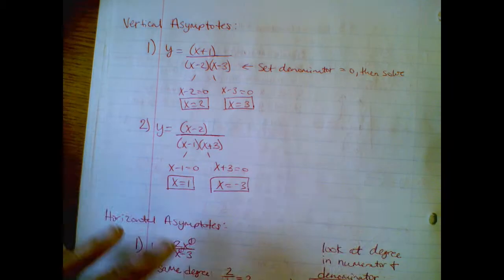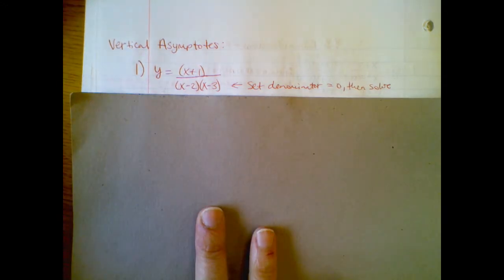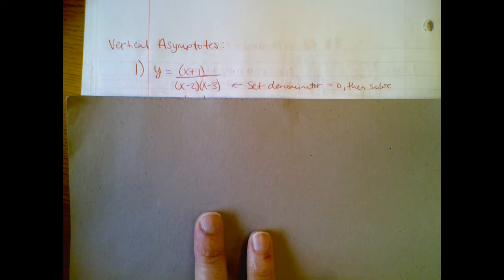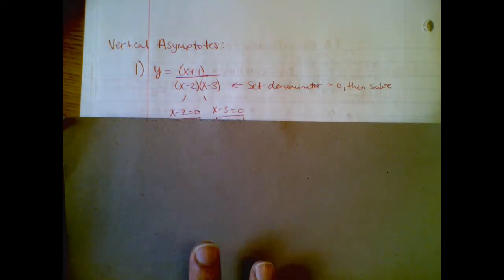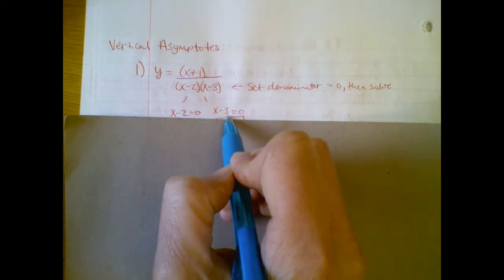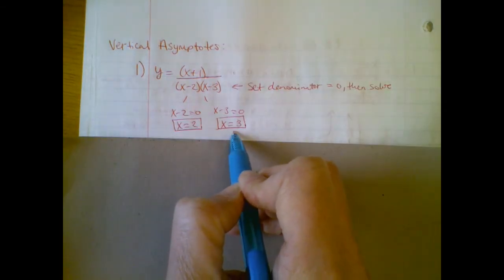The next type of problem that we're going to go more in depth on is finding the vertical asymptotes. For this first one, our equation is y equals x plus 1 divided by x minus 2 times x minus 3. An easy way by hand to find the vertical asymptotes, instead of having to look at the graph, is to set the denominators equal to 0 and then solve for them. So if we set both of our factors equal to 0, we get x minus 2 equals 0, x minus 3 equals 0, so x equals 2 and x equals 3. So this one has two vertical asymptotes, one at positive 2 and one at positive 3.